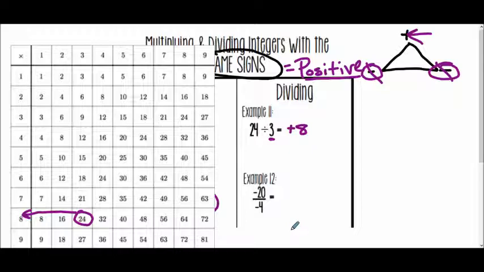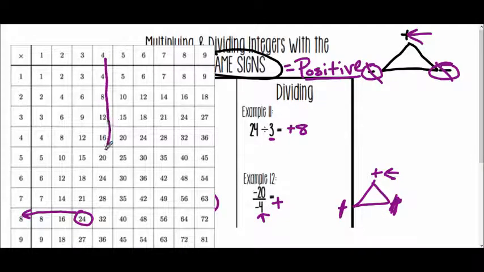See how that works? Looking at example 12, I've got two negative numbers. So a negative and a negative makes a positive. And this time, which column am I going to look under? I'm going to look under the 4 column, and I'm going to find what number? I'm going to find 20. Here's 20. So what is my answer? 5. So my answer here is a positive 5.